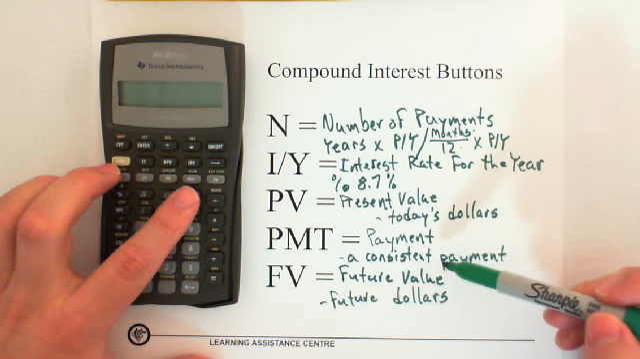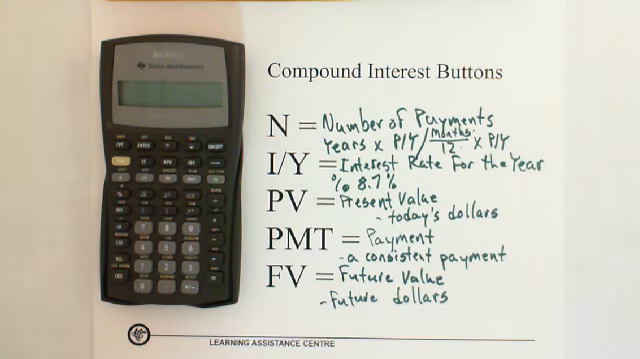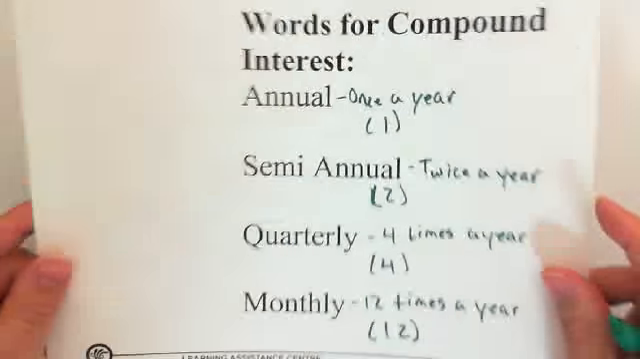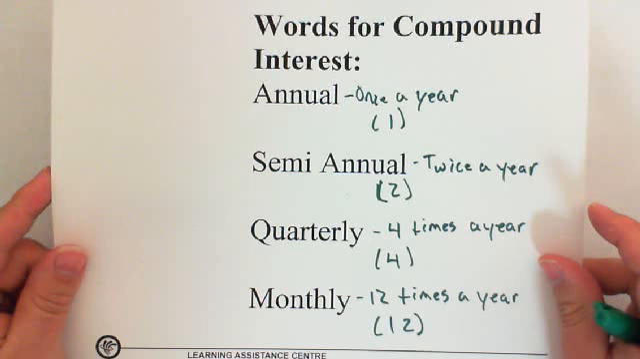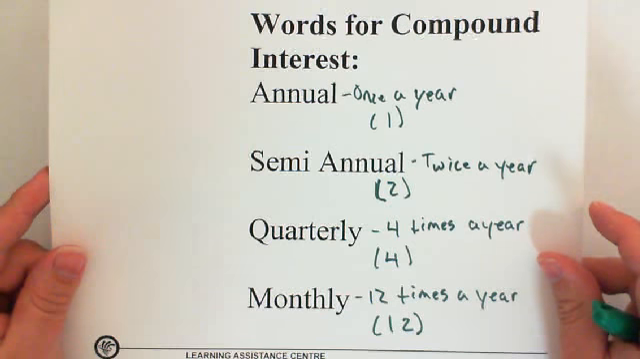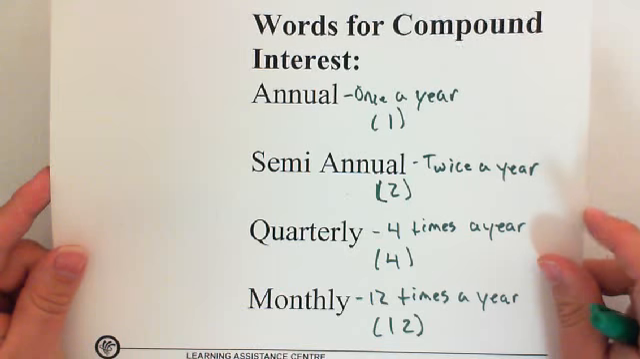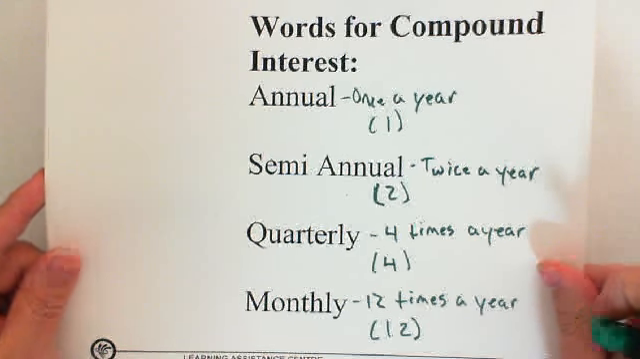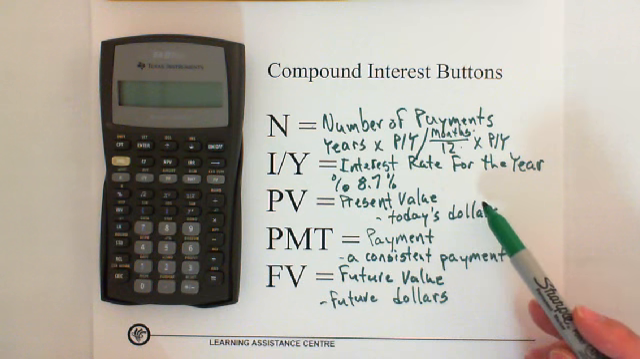It has to take place once a period, and for the once a period, again, it refers back to these compound interest words that we talked about: annual, semi-annual, quarterly, or monthly. So as long as the payment takes place once a year, twice a year, 4 times a year, or 12 times a year, then it would be a payment. But if it just happens once, then it's more than likely going to be present value.